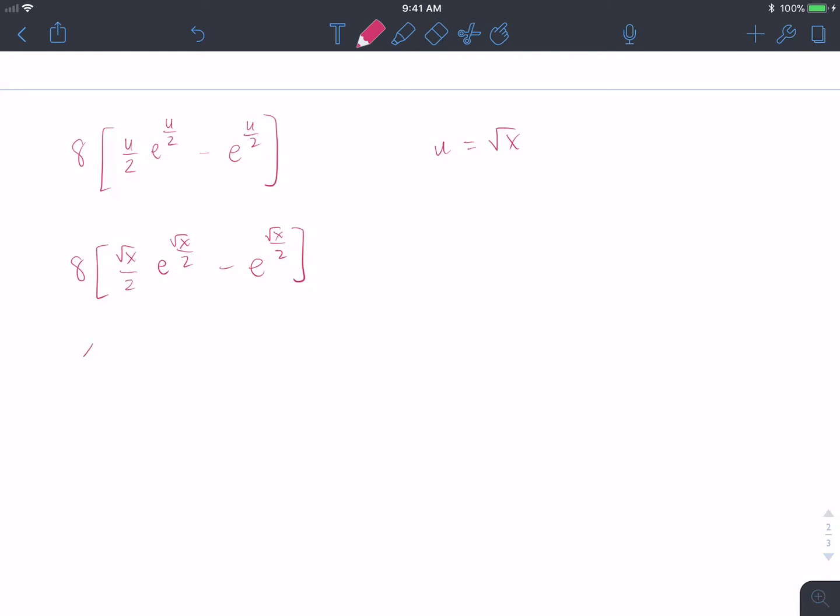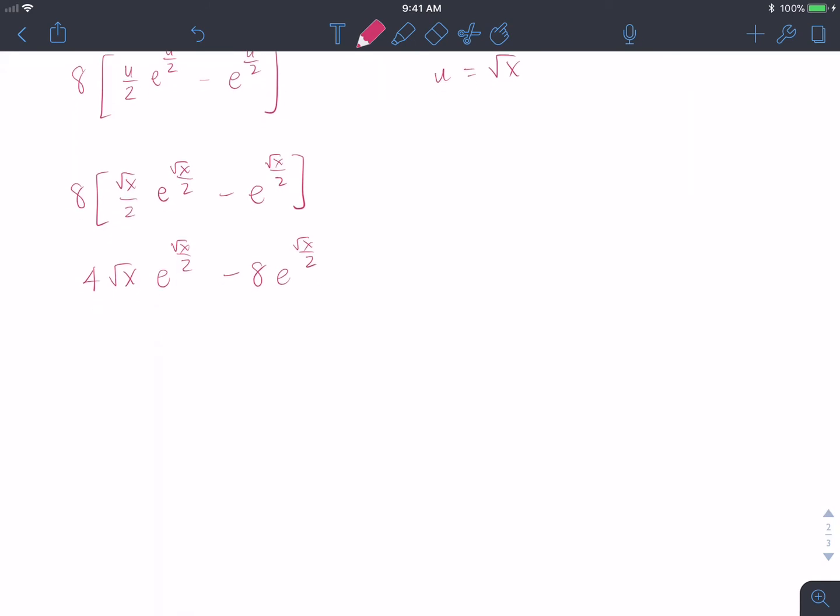So we have 4 root x e to the root x over 2 minus 8 e to the root x over 2. Then I'll pull out a 4 from each of these and pull out that. So I'm left with 4 e to the root x over 2 times root x minus 2, and then don't forget plus C.